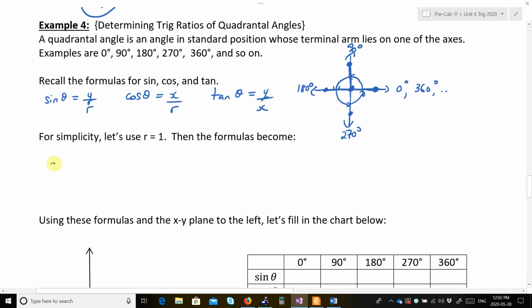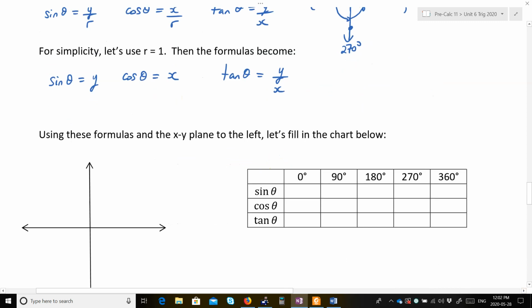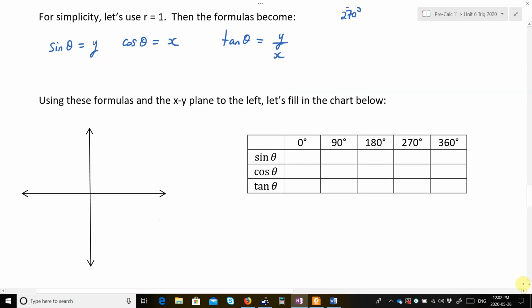Then the formulas become sine theta equals y over 1, which would just be y. Cos theta would become x over 1, which is just x. And tan theta is y over x. So using these formulas and the xy plane to the left, let's fill in the chart below.